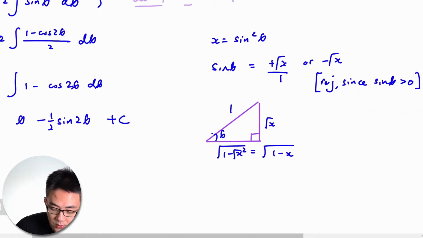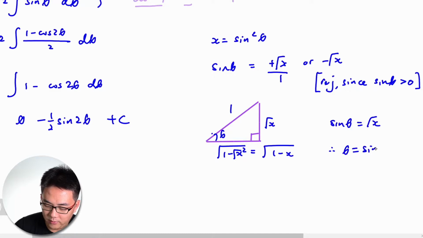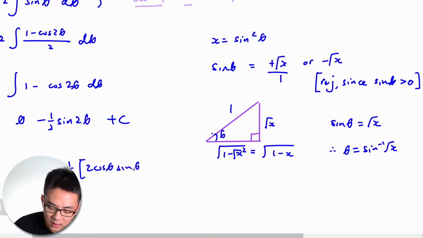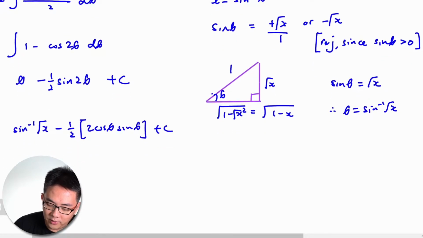So once you get all this ready, it's pretty okay. Since sine theta is equal to root x, theta is actually sine inverse root x. And because sine 2 theta is 2 cosine theta sine theta, we do not have the double angle formula, but from this triangle we just need a single angle here, right?